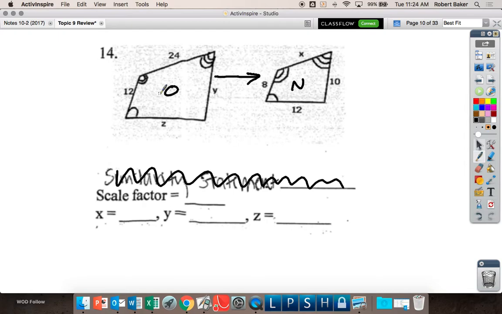A scale factor is denoted by the image over the pre-image. Pick any pair of numbers that correspond. 12 and 8. So it goes 8 over 12. You have to reduce that to 2 over 3. That scale factor is less than 1. Does it appear that the shape has reduced in size? Okay, check. Scale factor is 2/3.